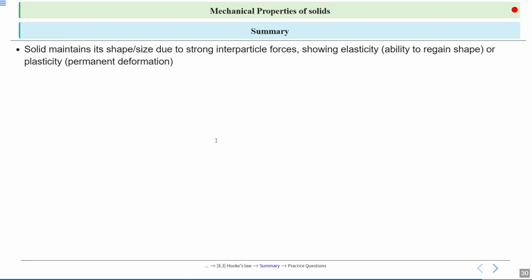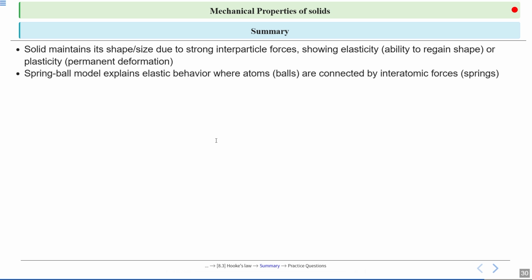Summary. First, a solid maintains its shape and size due to strong interparticle forces, showing elasticity or plasticity, which is permanent deformation. The spring ball model helps explain the elastic behavior of solids. Imagine atoms as balls connected by springs representing interatomic forces. This model shows how solids can return to their original shape after being deformed, as the springs pull the balls back to place.